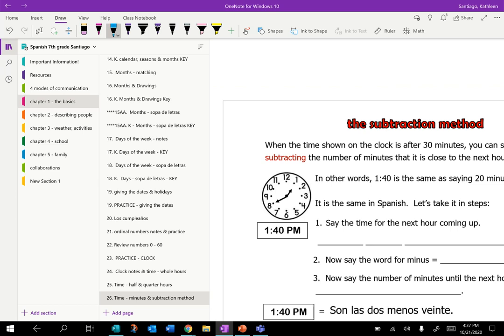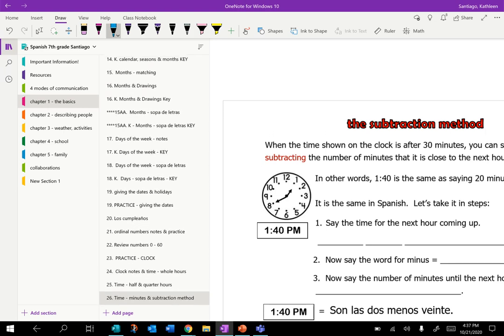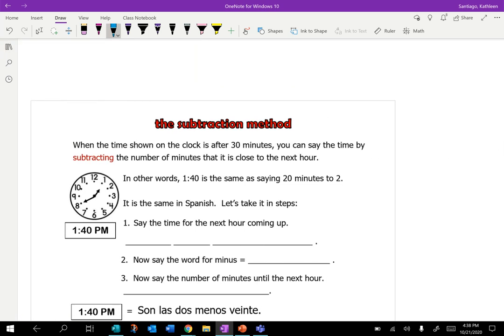Let's take a look at where we are in your OneNote. So we're in your OneNote, Chapter 1, the basics, page 26, time, minutes, and subtraction method. So again, this is the bottom item because it's the newest note page that was distributed to you. So you're going to push it up to make sure that you have that page there. Okay. I am going to get rid of the table of contents so that I can see the note page.